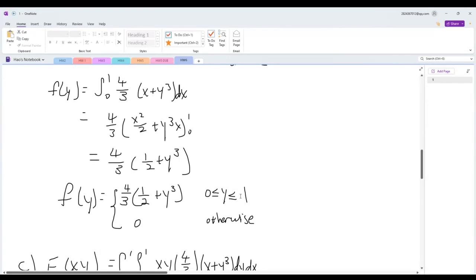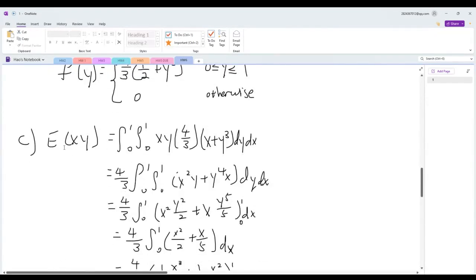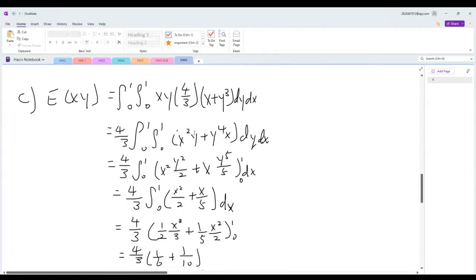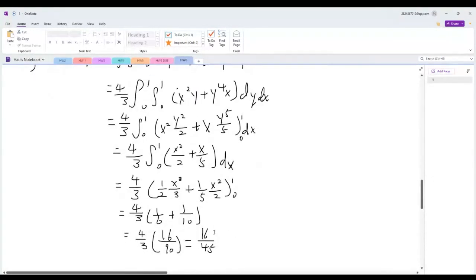between 0 and 1. And then for this one, you do the expectation of x and y. You plug in, evaluate the integrals from 0 to 1 of dx and dy, and then solve it to get the expectation of x and y to be 16/45.